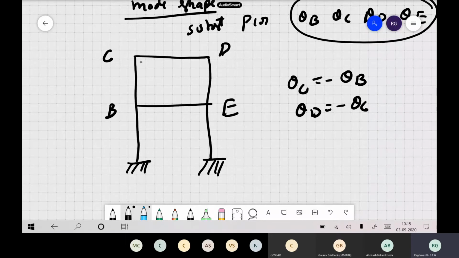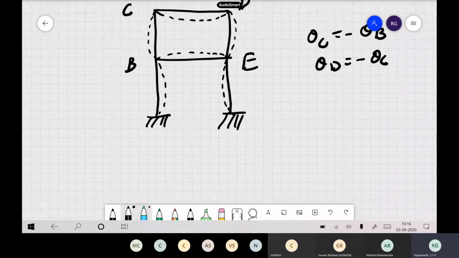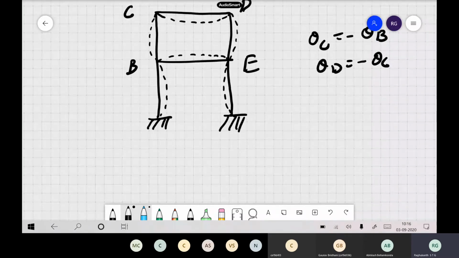Now if you try to plot the buckling mode shape, you see something like this. The column is going to buckle in this type of shape, and on this side likewise. So this is how the frame is going to buckle under this critical buckling load. This way you can find out the buckling load and even the buckling mode shape for these framed structures.